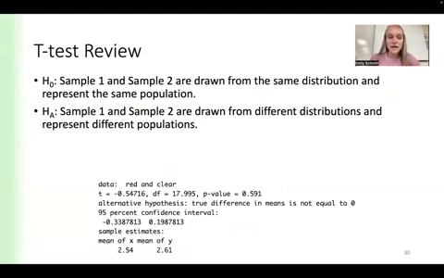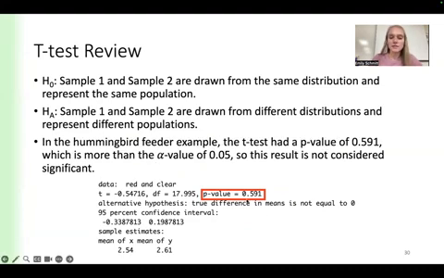So remember that for a t-test, our null hypothesis is that sample 1 and sample 2 are drawn from the same distribution, so they represent the same population. And then our alternate hypothesis is that sample 1 and sample 2 are drawn from different distributions, so they would represent different populations. So in our hummingbird example that we saw on the first week of class, the p-value for this test was 0.591, which is greater than our alpha value of 0.05, so this result is not considered significant.